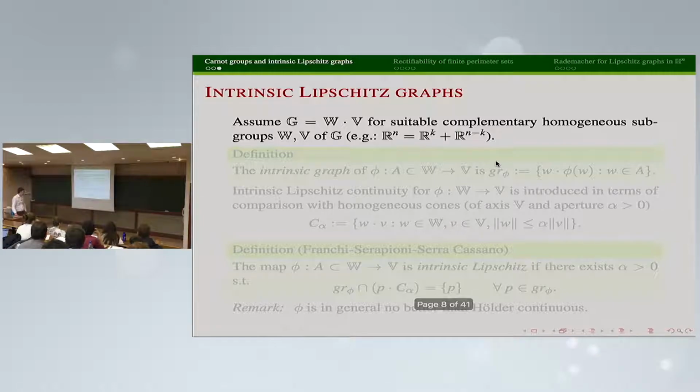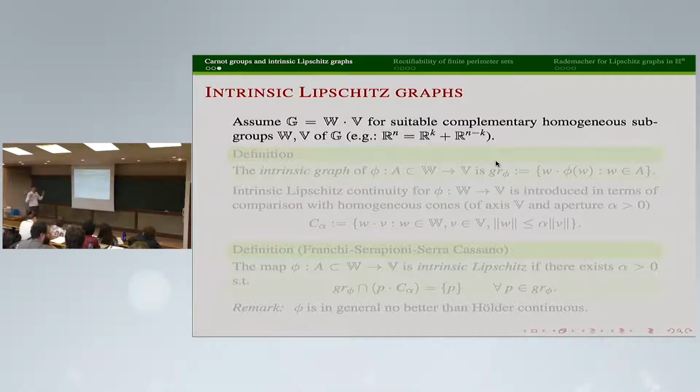Now something which is maybe a bit newer than what I told you up to now: intrinsic Lipschitz graphs. Assume your Carnot group is decomposed in this way, as a product of subgroups W and V which are homogeneous, so invariant with respect to dilation. Actually, some extra properties are required. Let me hide these technicalities.